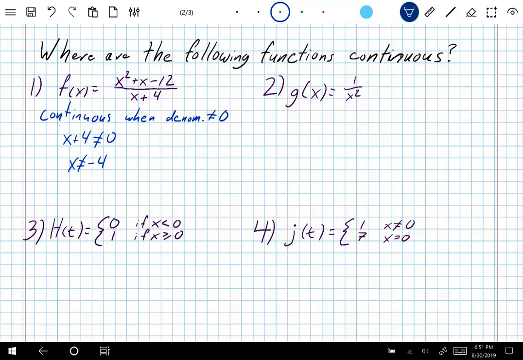Great, so this is continuous everywhere except for -4, and in this case, if we went a step further, we could actually show that this is going to have an infinite discontinuity. Here's how I know. If I plug in -4, then the top is going to go to, looks like 16 minus 4 is, oh man, I totally screwed this up.